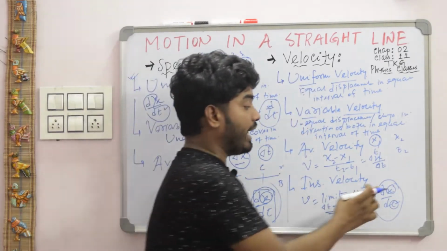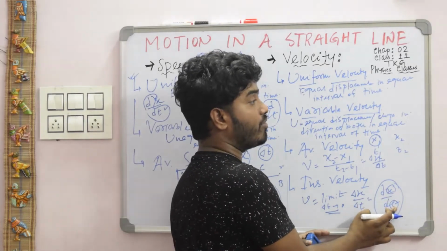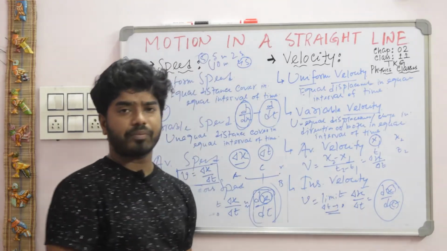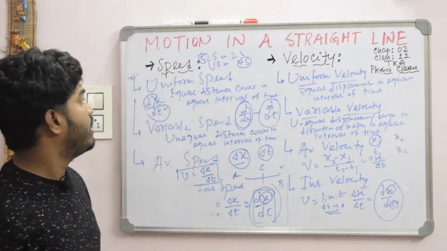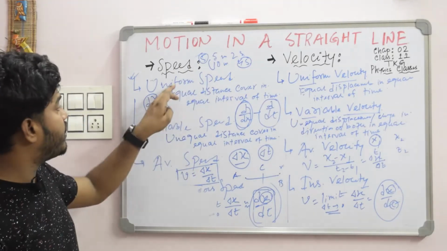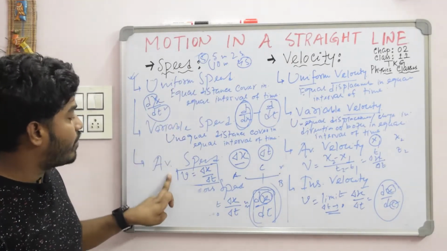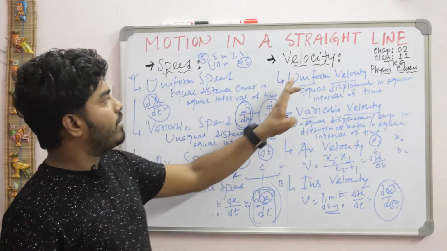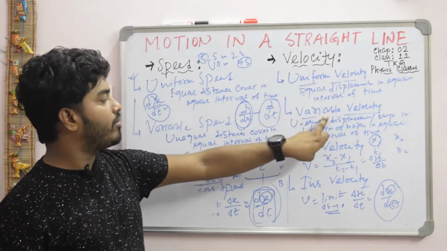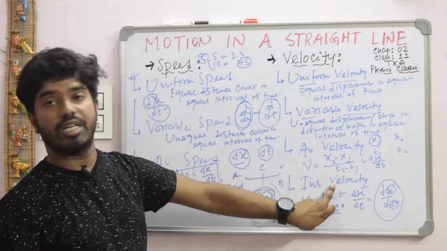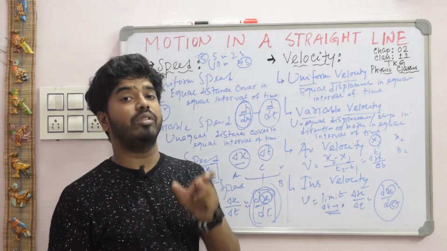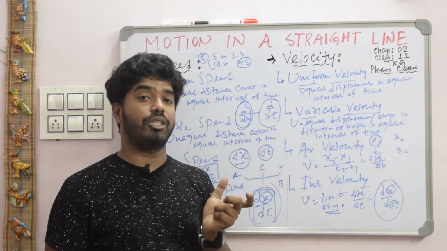So if we differentiate x with respect to t in first order, then we can get the instantaneous velocity. So this is the classification, speed and velocity. Speed is classified in 4 categories, that is uniform speed, variable speed, average speed, instantaneous speed, and similarly velocity is classified also in 4 categories, that is uniform velocity, variable velocity, average velocity, and instantaneous velocity. And for calculating instantaneous, we have to know about differentiation.